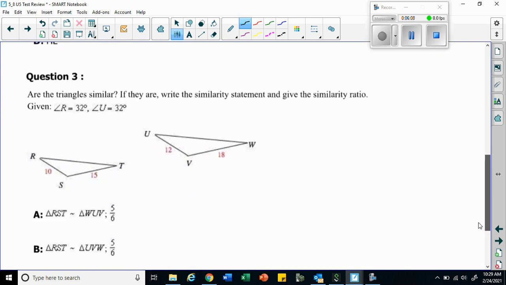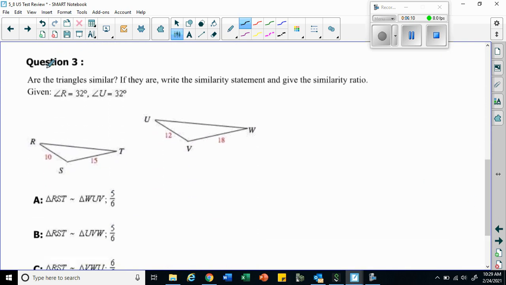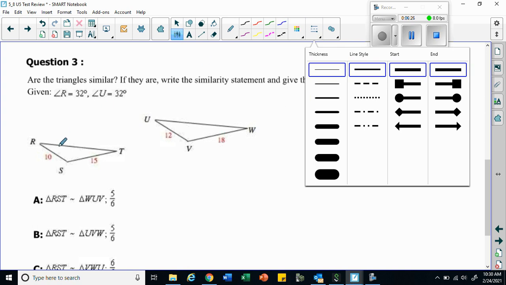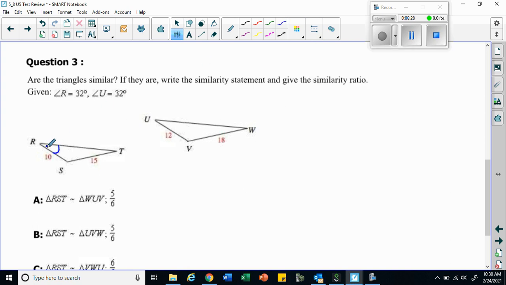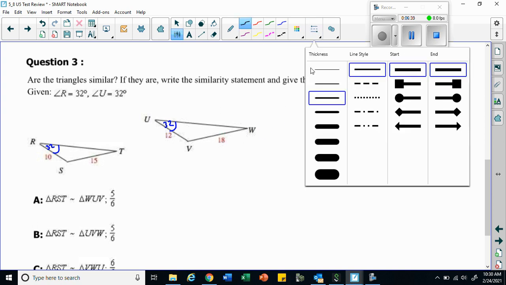All right, let's move on to number 3. It says, are the triangles similar? If they are, write the similarity statement and give the similarity ratio. So given that angle R is 32 degrees, I'm going to write this in blue. So angle R right here is 32 degrees, right? And then angle U is also 32 degrees. So I'm going to write this out again.